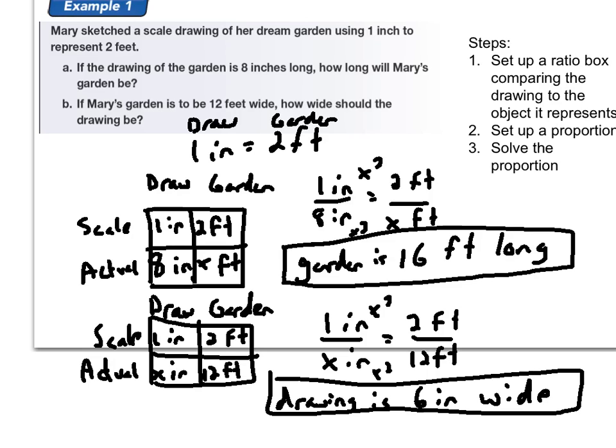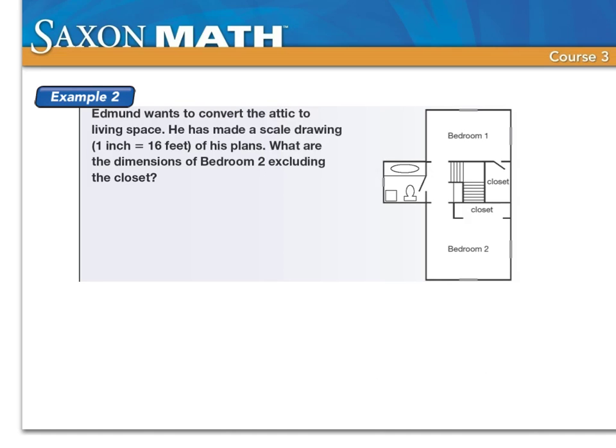Okay? Now let's go ahead and move on to one more example and we'll be done for this lesson. Alright, example 2 says, Edmund wants to convert the attic to a living space. He has made a scale drawing, 1 inch equals 16 feet, of his plans. What are the dimensions of bedroom 2 excluding the closet? Okay, excluding means not including the closet for bedroom 2. So pretty much we want to know this open space right here in bedroom 2.